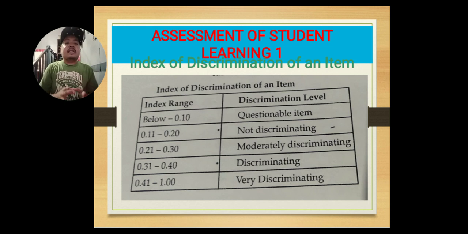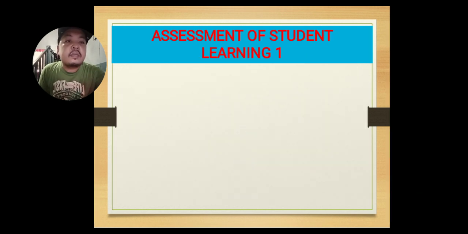Just like the difficulty level of an item, when the discrimination level is questionable or very discriminating, automatically your item should be rejected. Again, questionable and very discriminating, automatically your item will be rejected. So that is for the index of discrimination of an item.